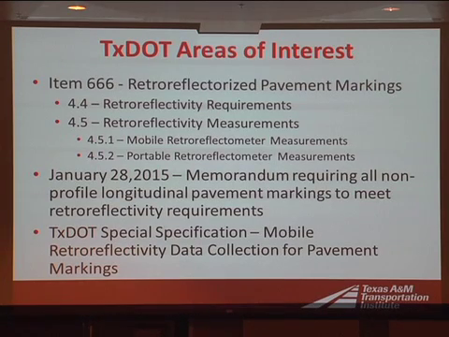And I talked about the memorandum that's requiring pavement marking retroreflectivity on the installation of new markings, and then the TxDOT special specification that governs the mobile retroreflectivity data collection for pavement markings. I don't have a special specification number up there right now because it's currently being revised. We're incorporating this retroreflectivity verification program into that specification.